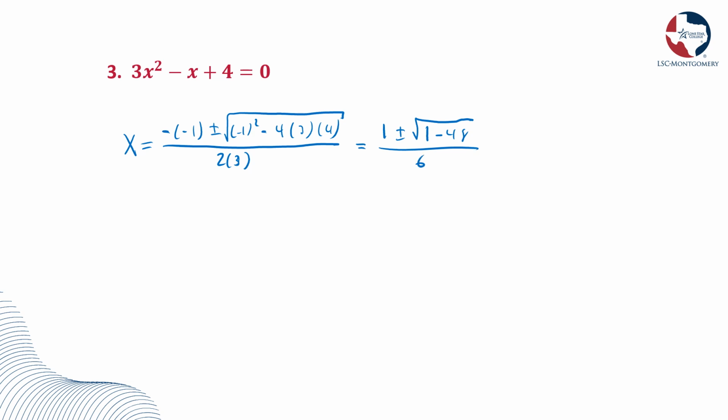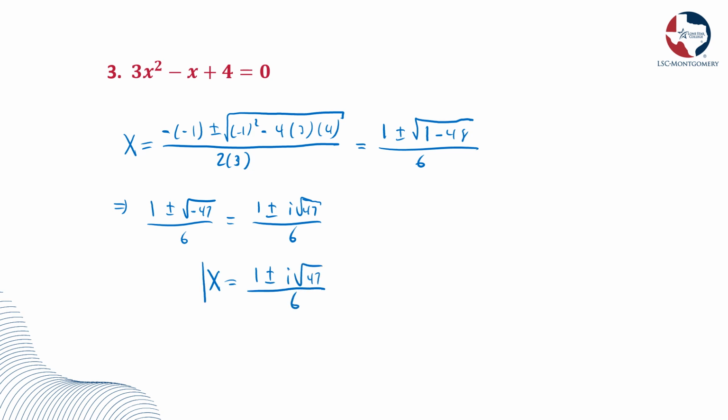So if we simplify the inside of our square root, that will give us a negative number. In this case, it would be negative 47 over 6. So because it's a negative square root, we have to turn it into a complex number, or an imaginary number. That will give us i times the square root of 47 over 6. And then 47 is actually a prime number. Can't do anything with that, so we keep it under the square root. So that means our answer will just be 1 plus or minus i square root of 47 all over 6.